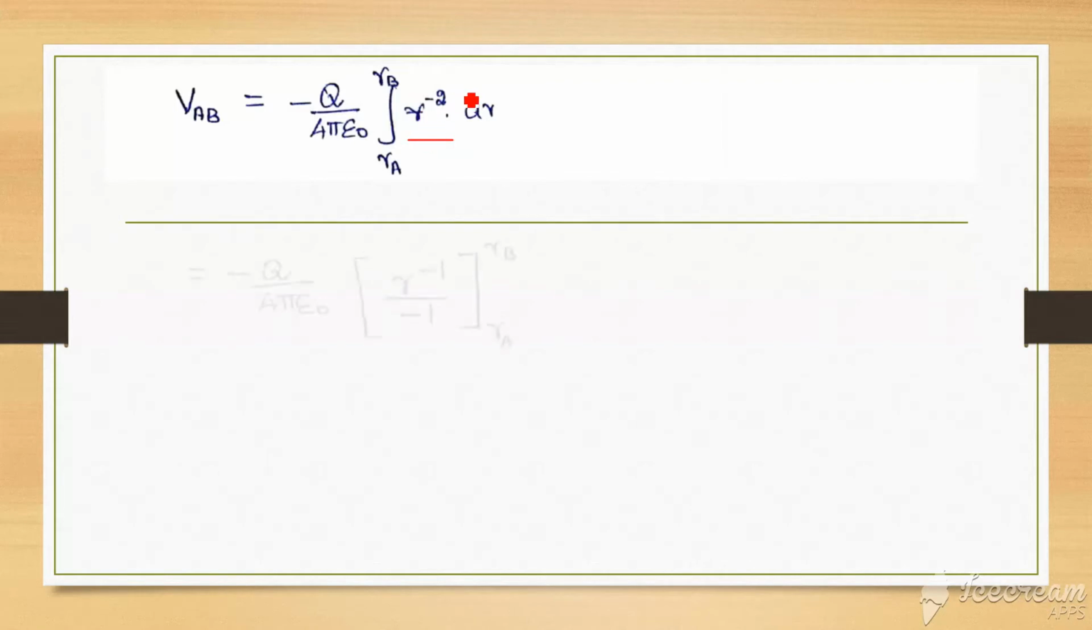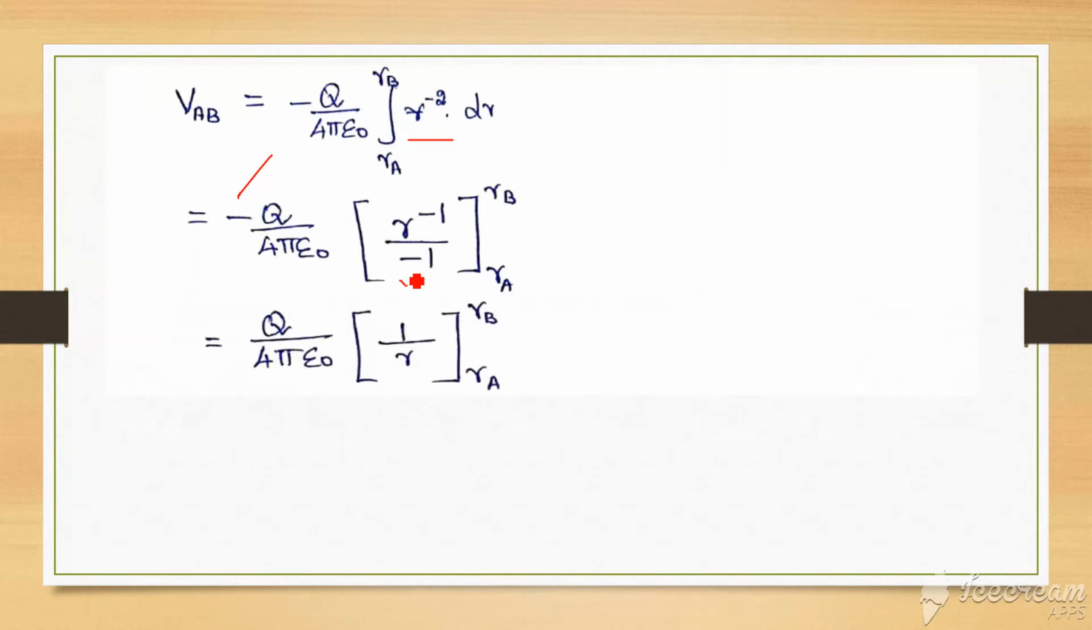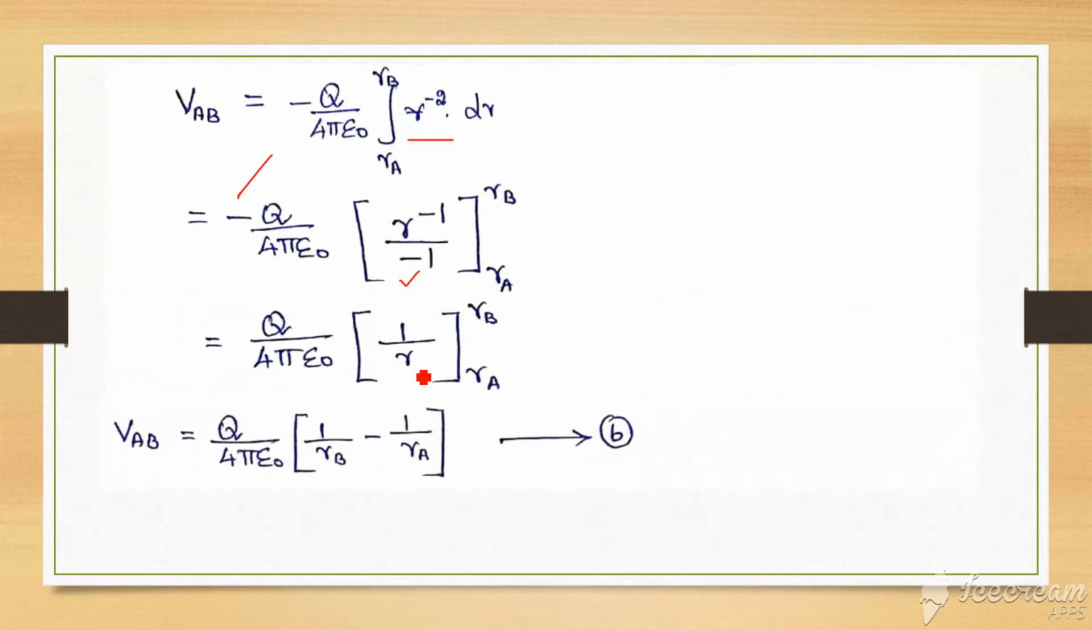Next we integrate R power minus 2. Then we get R power minus 1 by minus 1. Then we have two minus signs. While multiplying these two minus signs, it becomes plus. So we get Q divided by 4 pi epsilon naught 1 by R from RA to RB. Now apply the limit. Then we get VAB is equal to Q by 4 pi epsilon naught, 1 by RB minus 1 by RA. This is considered as equation number 6.